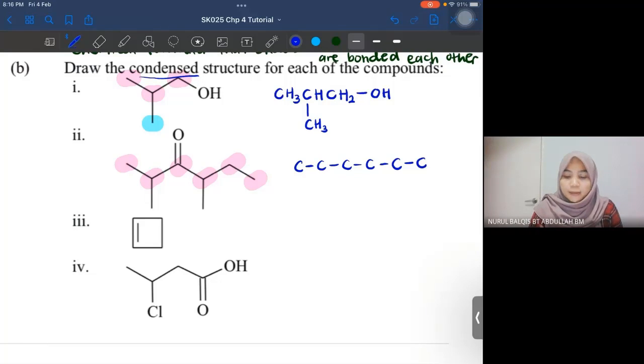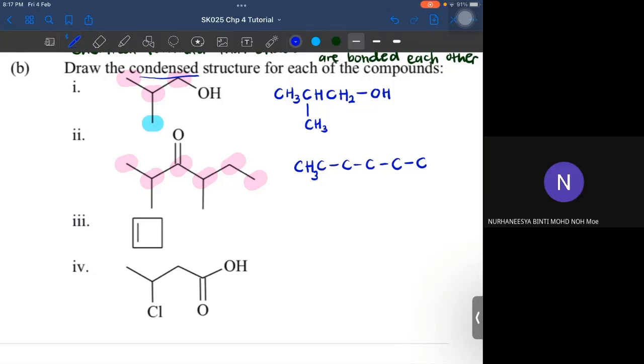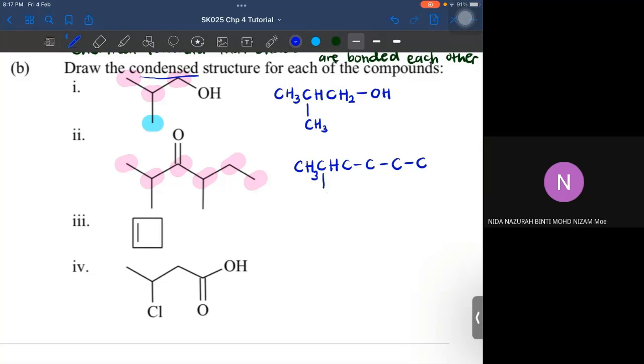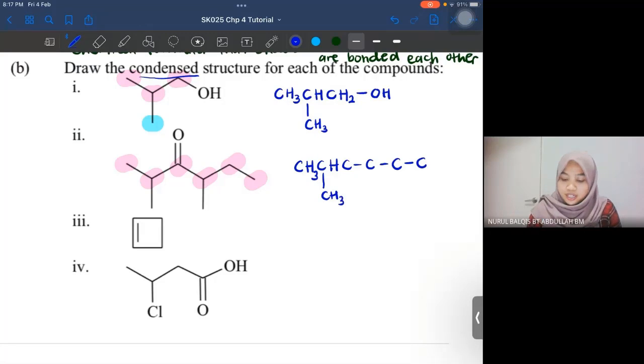Lepas tu dekat carbon yang pertama, ada berapa hydrogen filling dia? 3. So yang tadi dapatlah bond kan? Lepas tu, C kedua ada berapa banyak hydrogen attached to it? 1. Maksudnya yang lagi satu akan jadi? CH3 ke bawah. Yes, branch. Awak jangan biar buat branch C sahaja tau. Kalau awak biar tinggalkan C sahaja, dia kira salah.